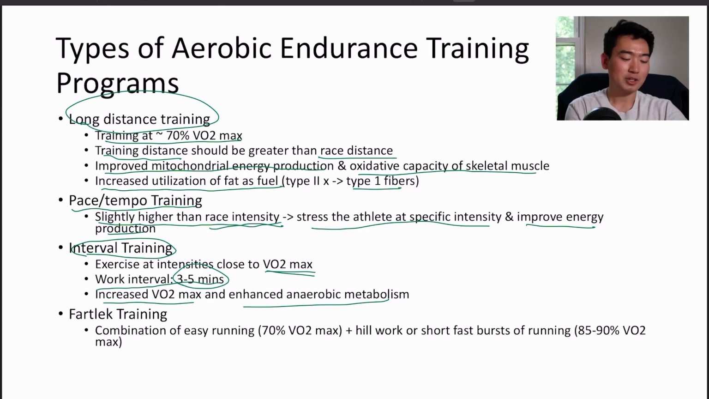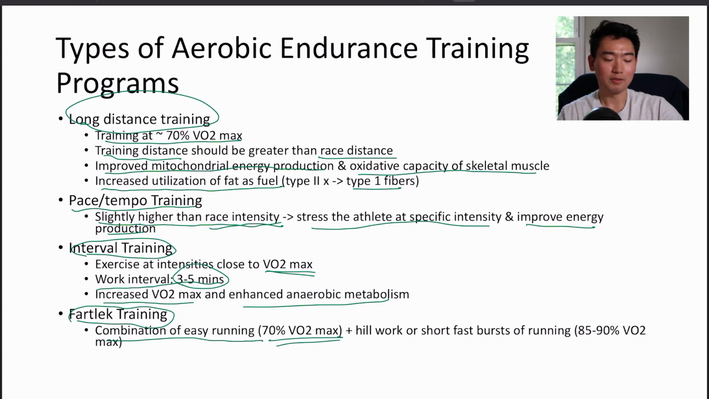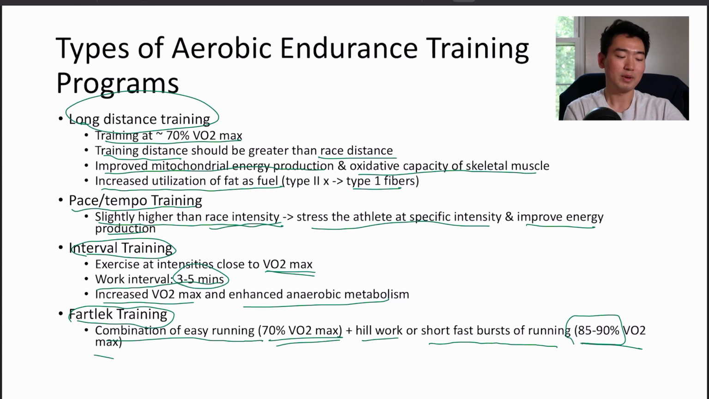Fartlek training is just another type of training here. It's a combination of easy running, where you're running at about 70% of the VO2 max, and then adding hill work or short, fast bursts of running at about 85 to 90% of the VO2 max.